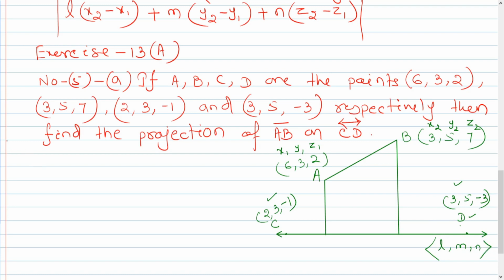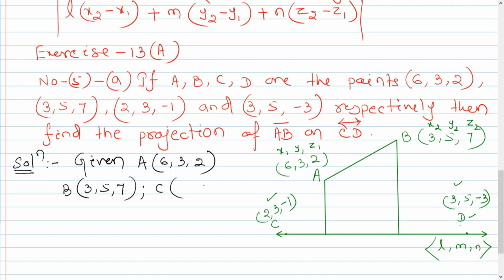Now start the solution. First we'll write the given condition. Given A point having the coordinates 6, 3, 2, B point having the coordinates 3, 5, 7, C point having the coordinates 2, 3, minus 1 and D point having the coordinates 3, 5, minus 3.